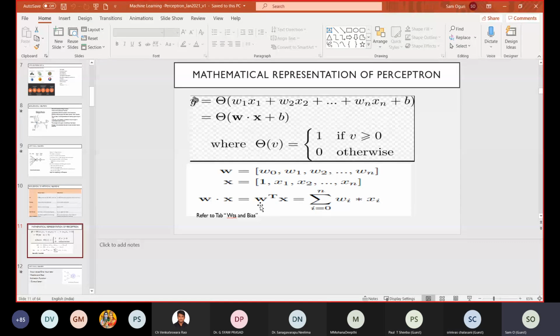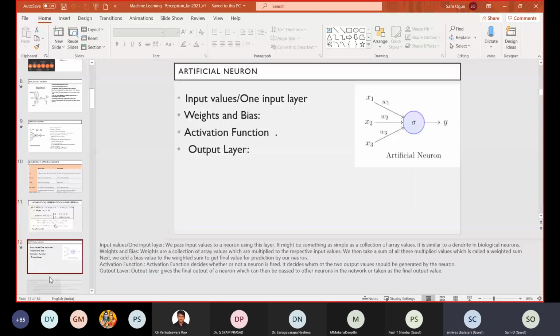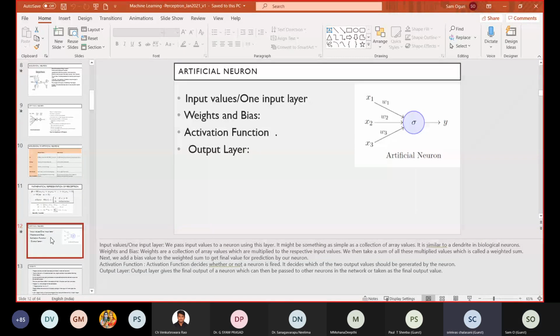So I hope you understand why we are using transpose when calculating that scalar. Also remember that the output is always a scalar. When I say scalar, it represents a number, not a vector. Okay, so as I told you before, an artificial neuron consists of input values and one input layer, and then you have the bias.